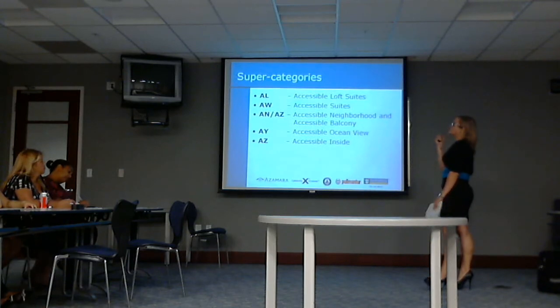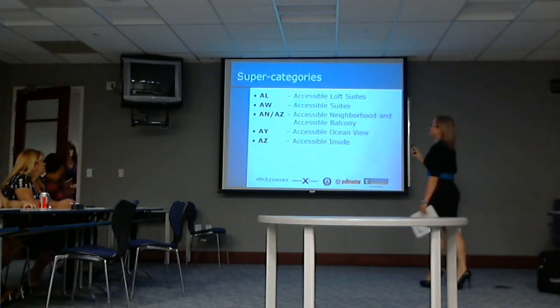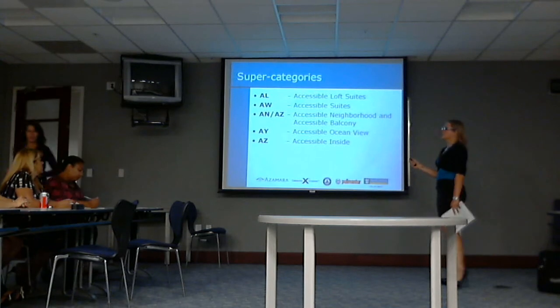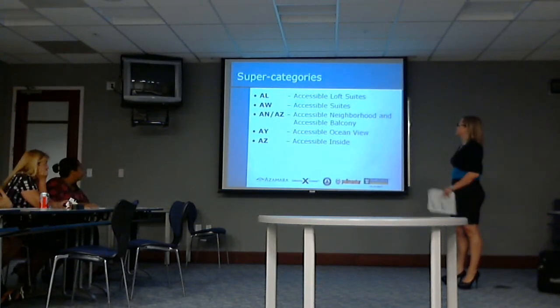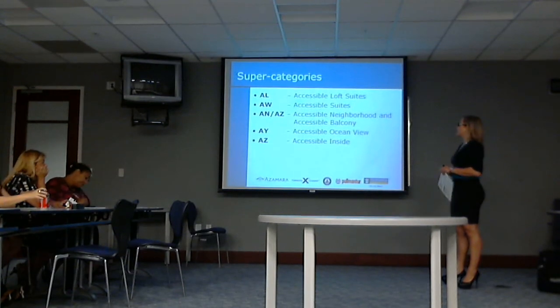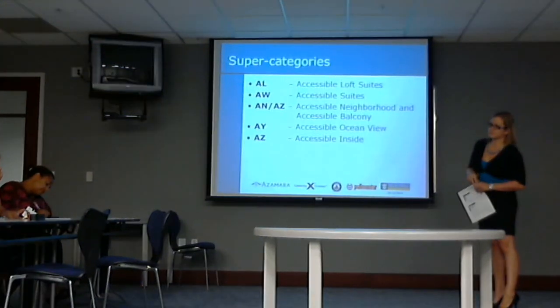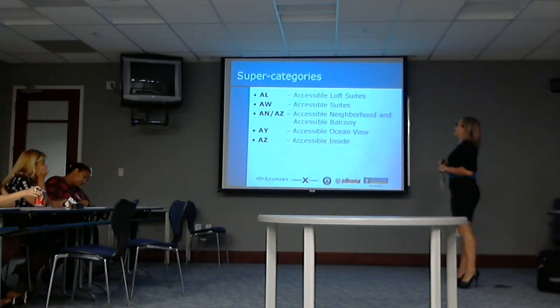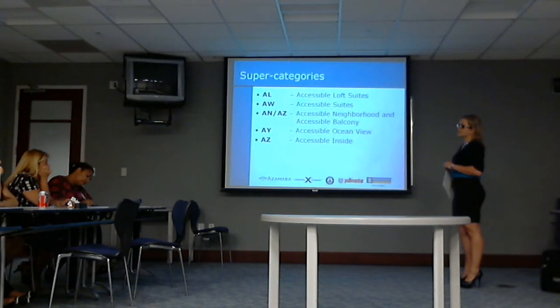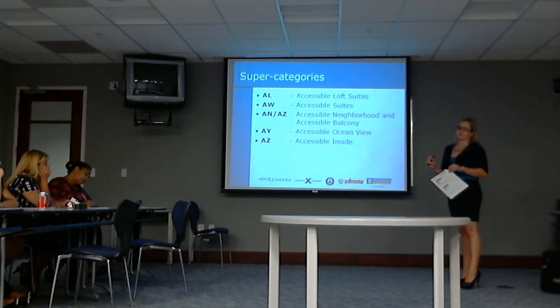Right. So the new super categories that we're going to be having, which we've already listed out some of before, we're going to have the AL, which is going to be the accessible loft suites. We're going to have the AW, which is the accessible suites. This makes you think of guarantees because it's the same type of categories. AN and AZ, that's the accessible neighborhood and accessible balcony staterooms. We consider those two to be in the same super category.